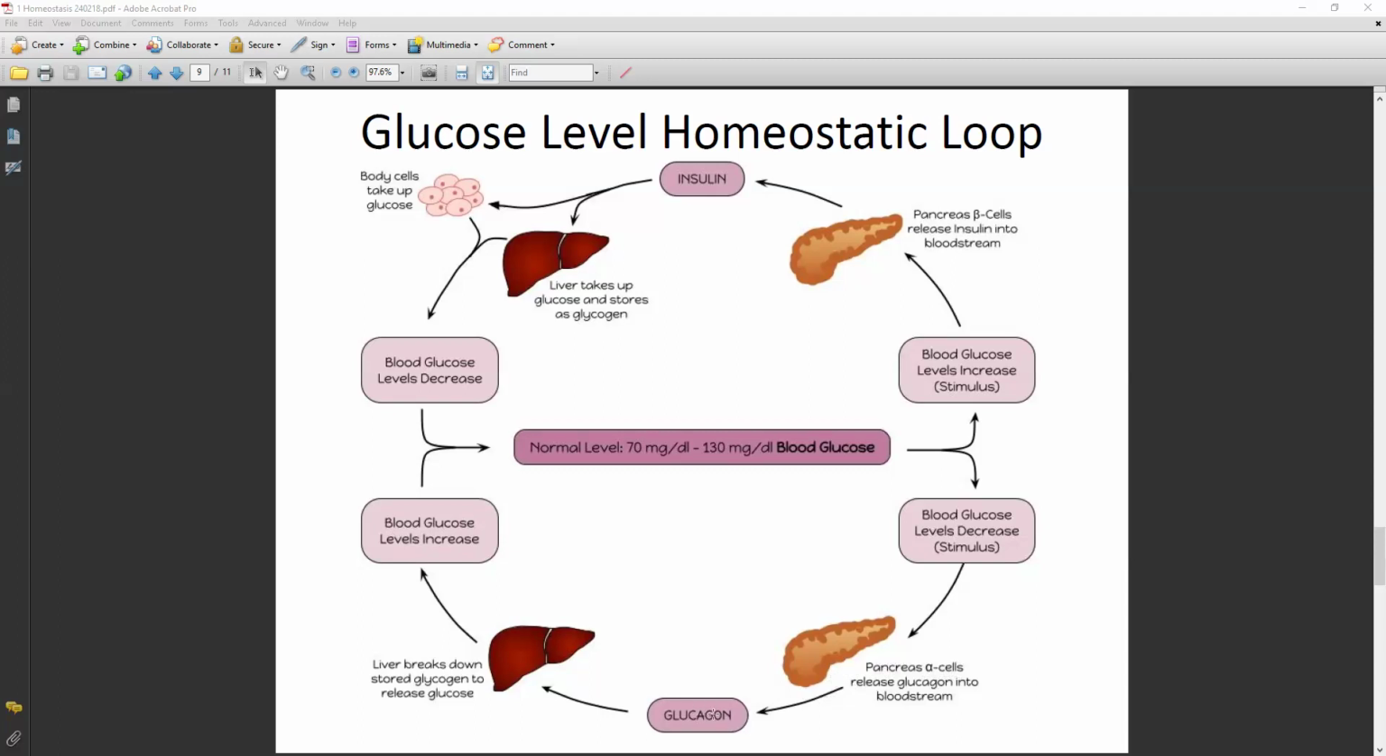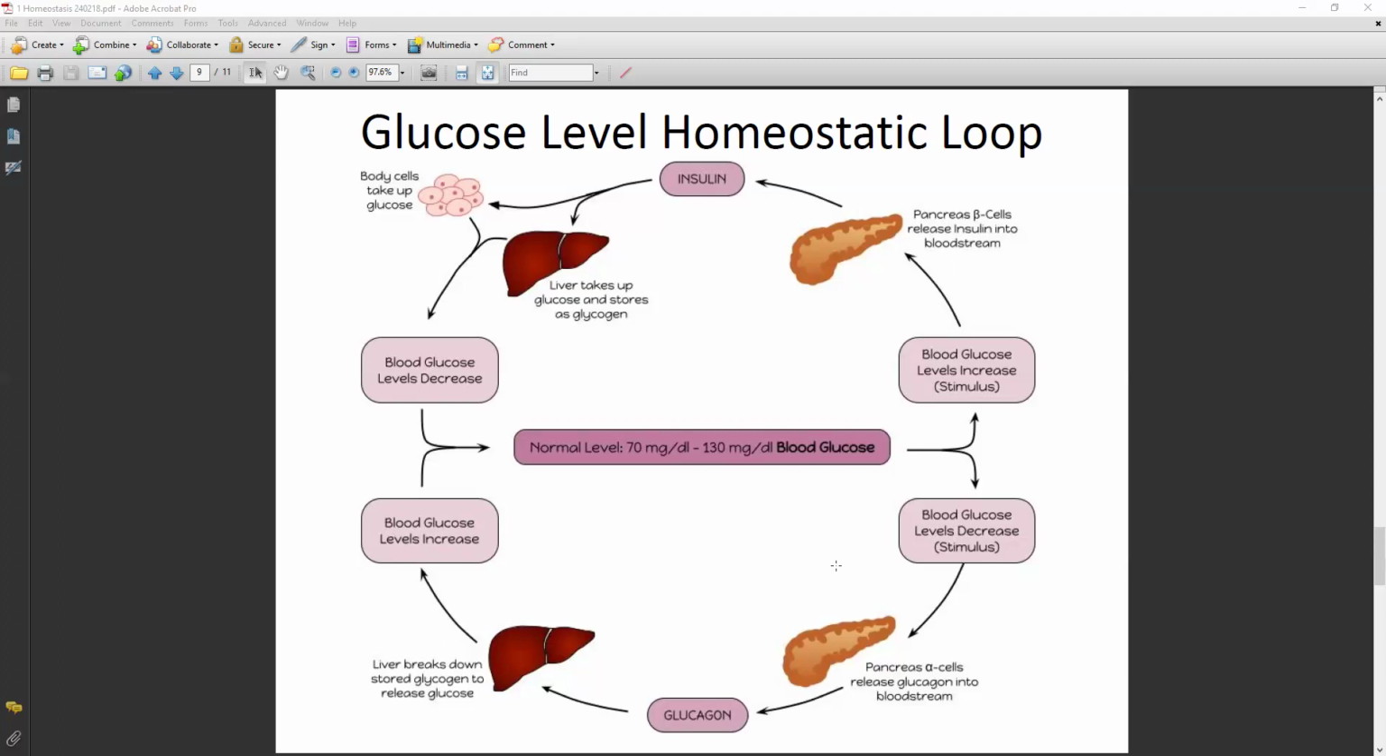It will go through the blood, circulating. When it sees the liver, it will tell the liver, okay, I am a messenger. I was sent by alpha cells to tell you to release glucose. I know you store some glucose in you, and now we need glucose. Please release some. So glucagon will tell the liver to release glucose, and then the glucose level increases, and you return the glucose back to the normal level. So this is the other homeostatic loop.